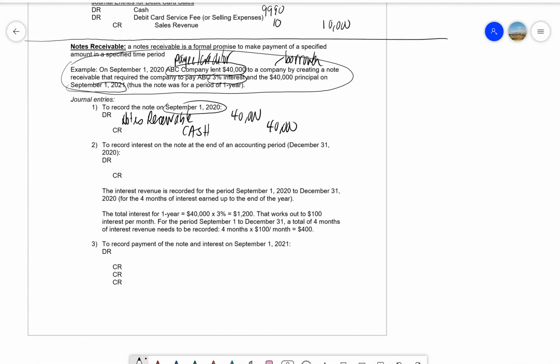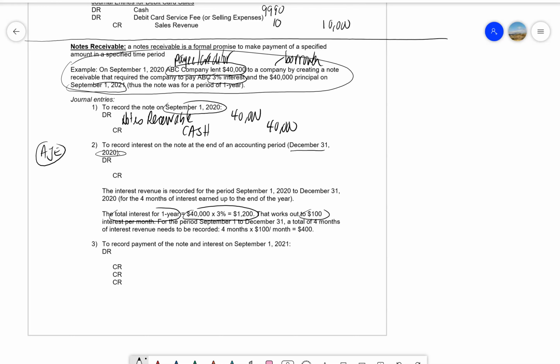And then we get to the end of the year, December 31st of 2020. And this is where we have to do our adjusting journal entries. And if you think about this notes receivable, we're charging interest of 3%. Now we're not going to worry about compound interest. We're just going to worry about simple interest. Now, if you think about the interest for the whole year, it is going to be 40,000 times 3%. So the total interest for the whole year is $1,200. That basically works out over 12 months, so it works out to $100 per month.